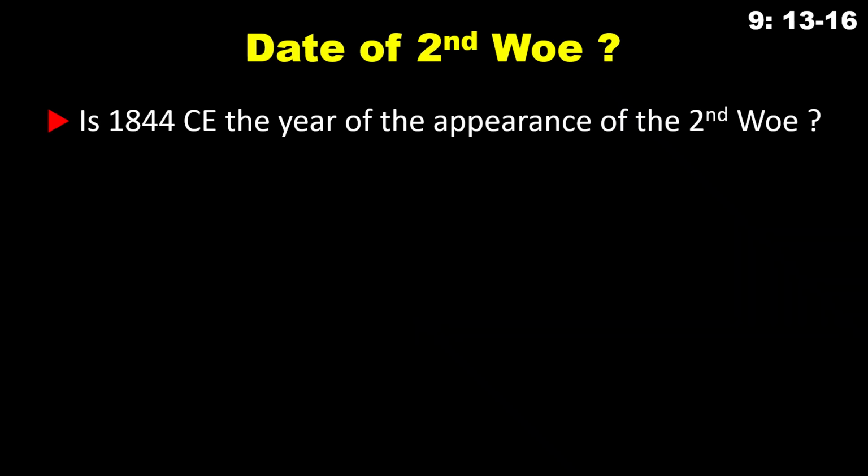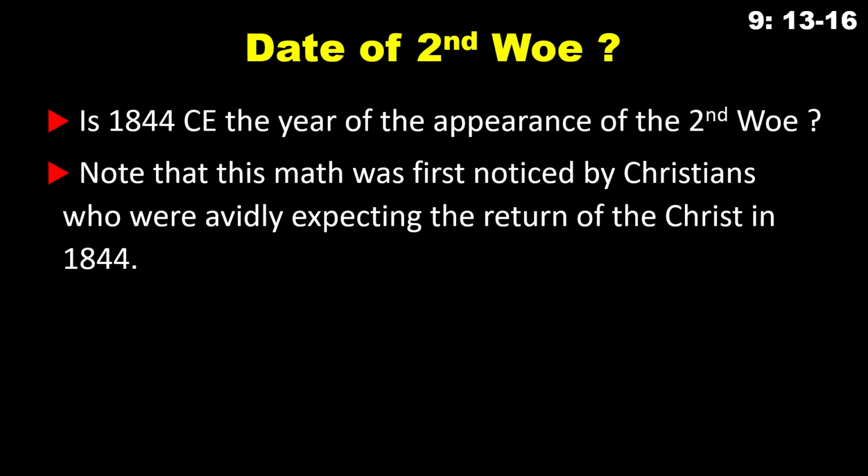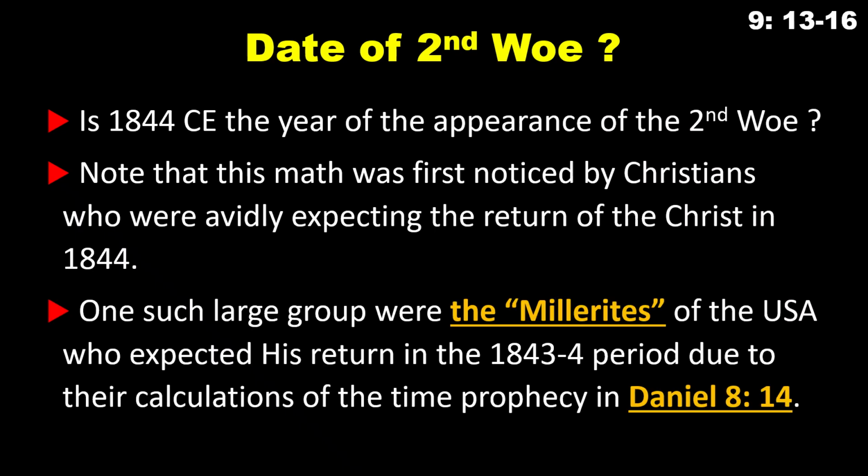So is 1844 Common Era the year of the appearance of the second woe? Note that this math was first noticed by Christians who were avidly expecting the return of the Christ in 1844. One such large group were the Millerites of the USA, who expected his return in the 1843-1844 period due to their calculations of the time prophecy in the book of Daniel, chapter 8, verse 14.